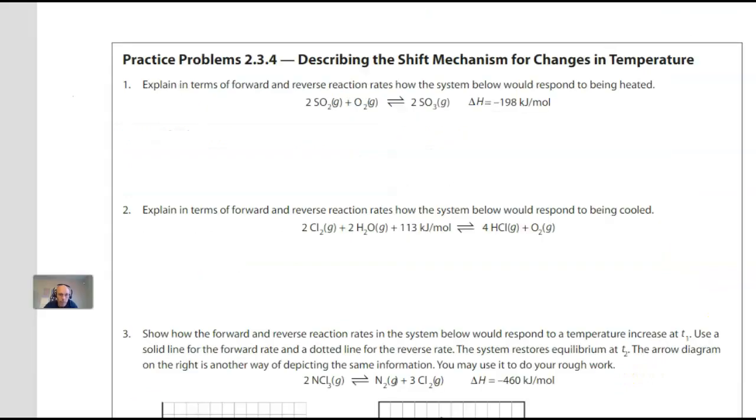All right, almost home. Last little bit here. Practice problems 2, 3, 4 on the following page. Try 1 and 2, please, on your own. Write your answers down in your book. Come on back when you're done and see how you did.